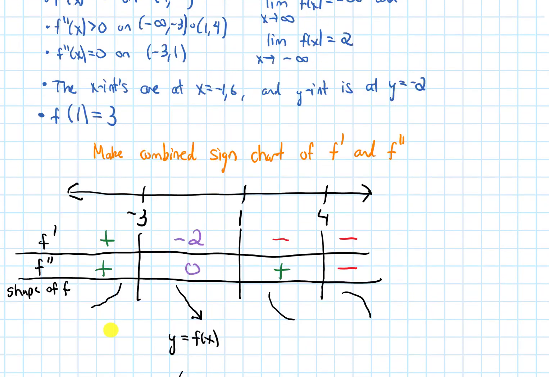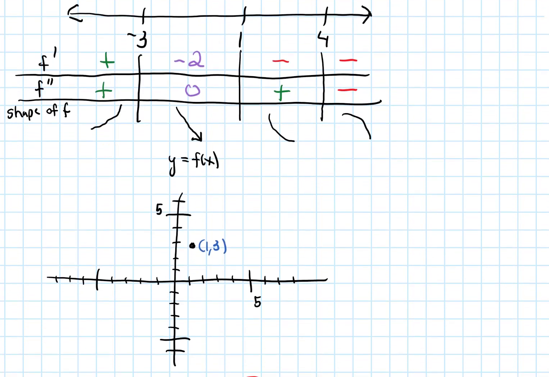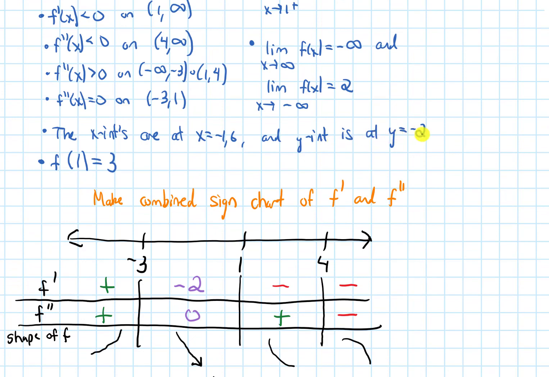And then it also tells me the x-intercepts are at -1 and 6. So let's label those. There's one x-intercept here when x is -1, and another one when the x value is 6. So this is (-1, 0), and this is (6, 0). And the y-intercept is at y equals -2.